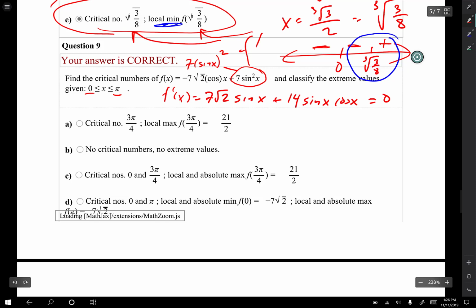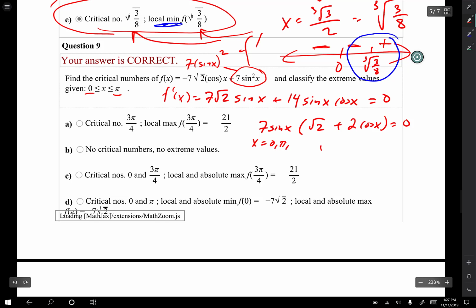I'm going to factor out a 7 sine x, and when you do that, you get square root of 2 plus, let's see, 7 goes into 14 2 times, 2 cosine x. So you get 7 sine x equals 0 if x equals 0 and pi and 2 pi. 0 and pi are my endpoints, so no good. I mean, those are critical points.